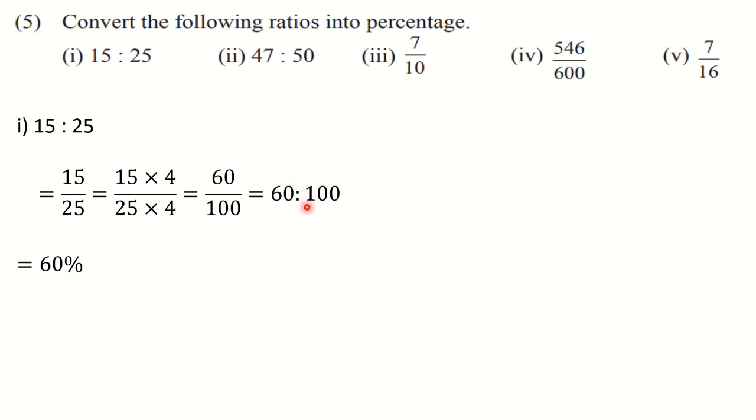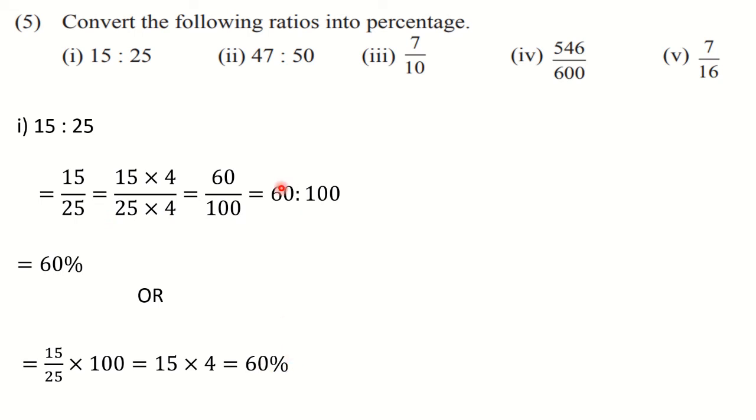I told you that 'is to 100' is the same as percent. Or the second method: if you want to convert into percentage, you write down the given ratio in numerator denominator form and simply multiply it by 100. So see, 15 upon 25 into 100. 25 4s are 100, you can divide here, and so 15 into 4, answer is 60%. So either you can use this method or you can use that method.